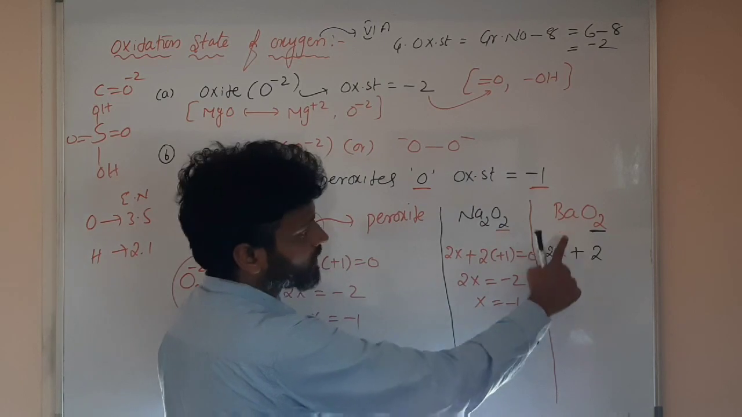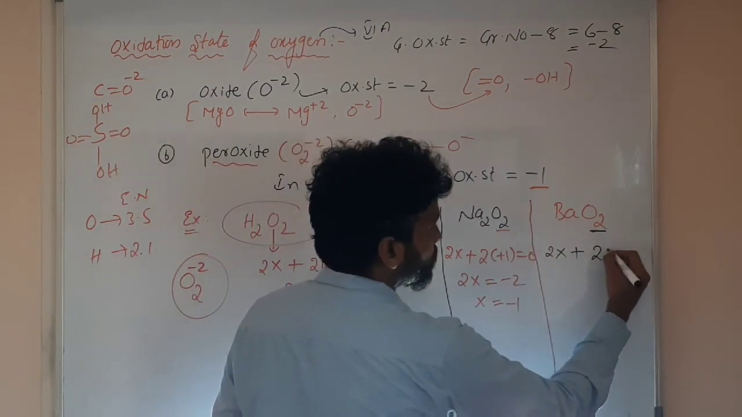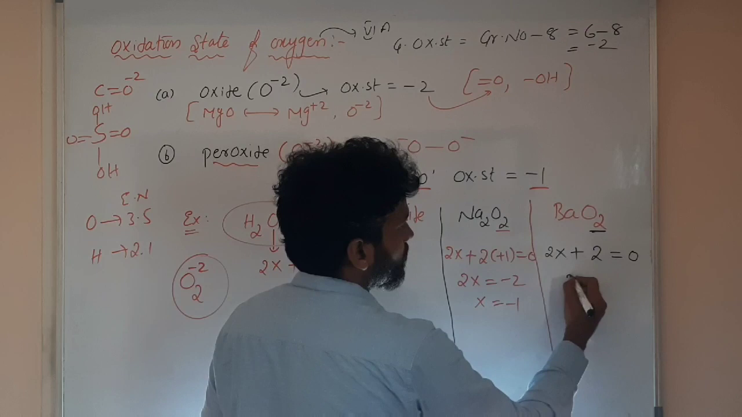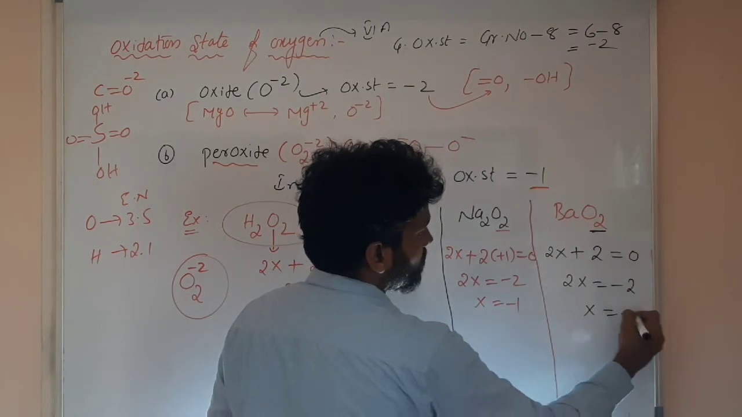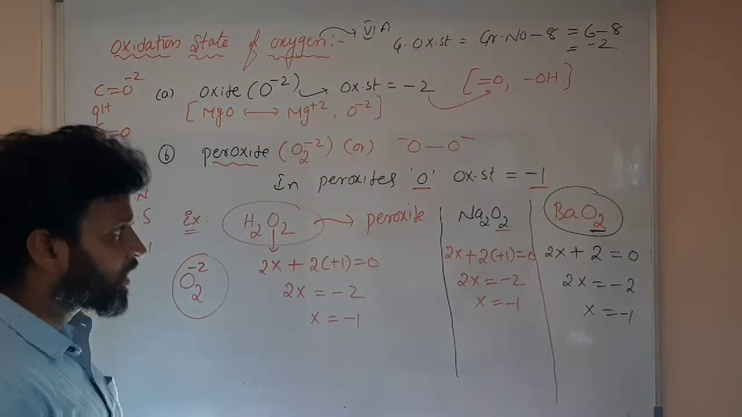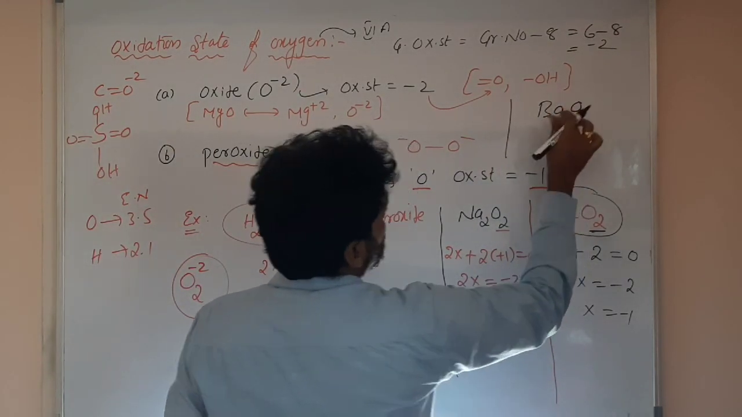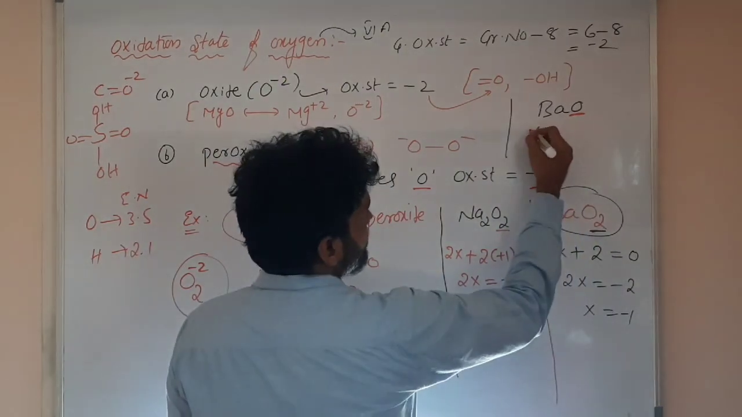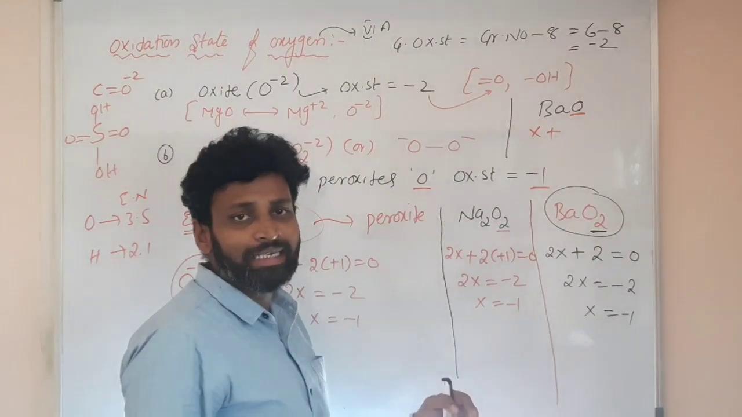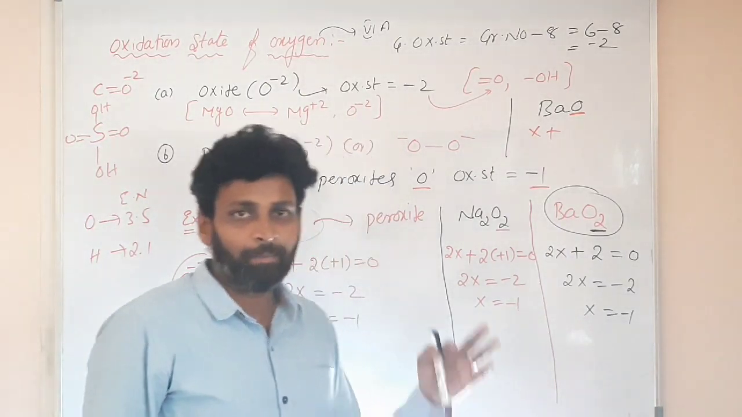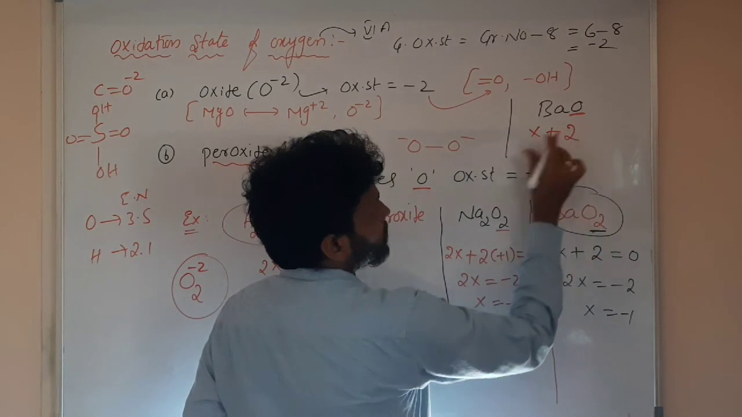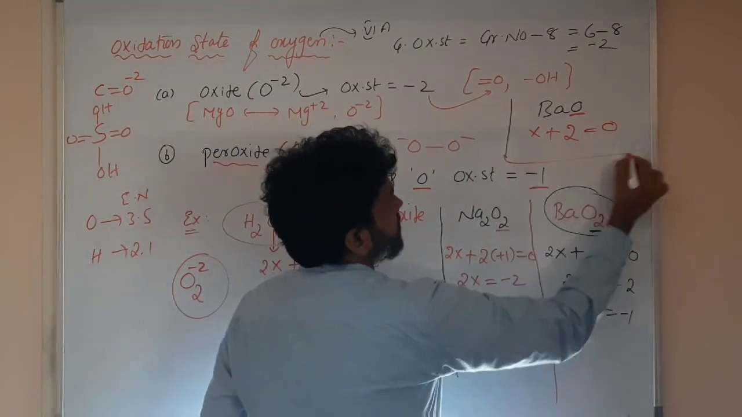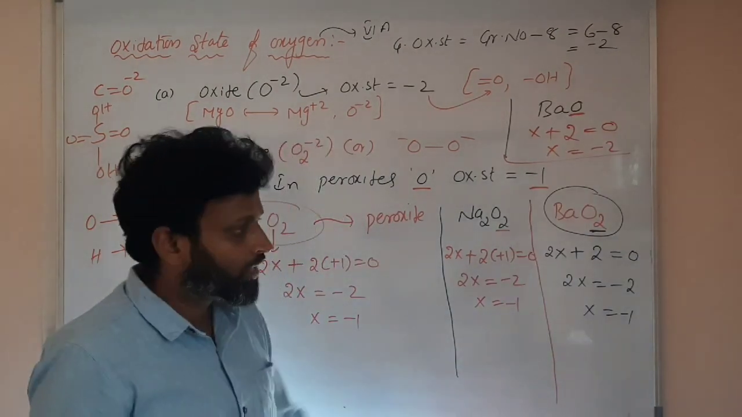2 oxygens are there, that's why 2x. Barium is an alkaline earth metal, so +2. Now one barium only is there, so +2 is equal to 0. Then 2x equal to -2. Then x equal to -1. So this is barium peroxide. Sir, what is this? Is it oxide or peroxide? Oxide. How did you say, sir? See, with barium, how many oxygens are there? 1. So X. Barium is an alkaline earth metal: beryllium, magnesium, calcium, strontium, barium. 1 barium, so +2. X +2 is equal to 0. No charge on it, so that's why equal to 0. So X equal to -2. So this is barium oxide and this is barium peroxide.